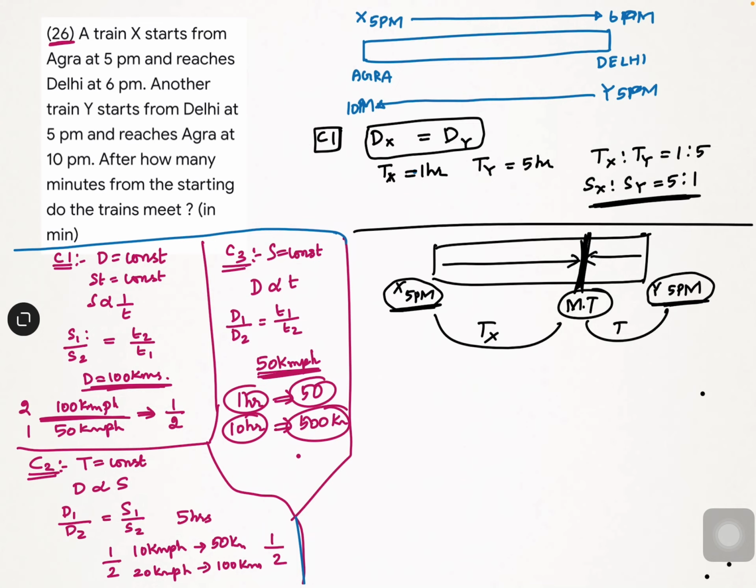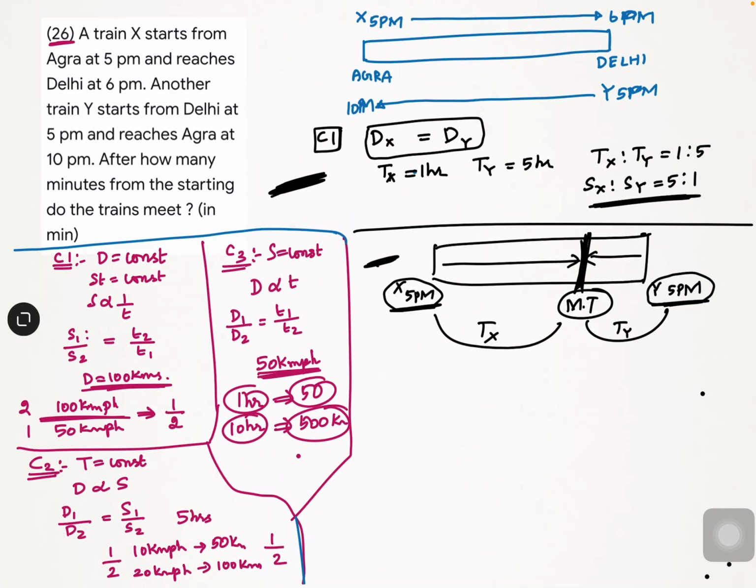So I am not considering the entire journey from Agra to Delhi. If I consider the entire journey from Agra to Delhi, this part 1, the time won't be the same. The time is actually 1 hour and 5 hours. Time is different. Only distance will be the same. I am not considering that part. I am considering the part where these two trains start at 5 pm and come and meet. For this section of the journey, the time component of both the trains is the same.